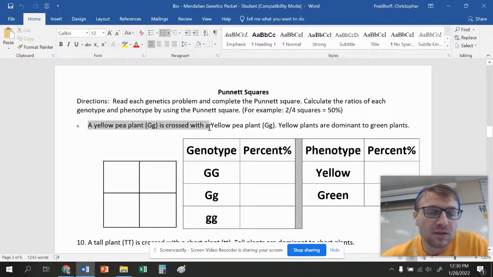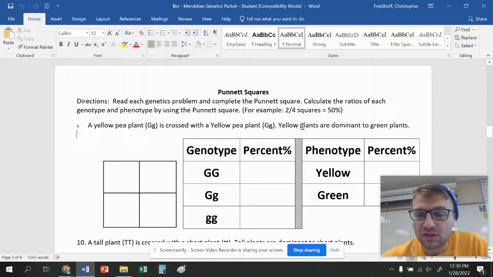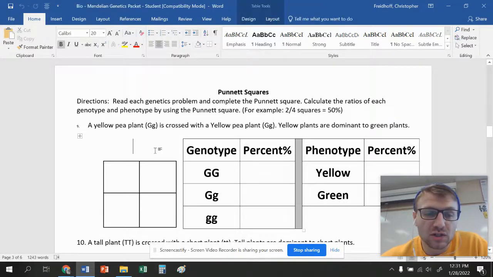You can see here it says a yellow pea plant, big G, little g, is crossed with a yellow pea plant, big G, little g. Yellow plants are dominant to green plants. So in this case, you'd put big G, little g here, and big G, little g here, and you'd do the cross. The cross would produce a big G big G, a big G little g, a big G little g, and a little g little g. So you fill this in, big G little g for one parent and big G little g for the other parent, and then you just fill in this Punnett square.